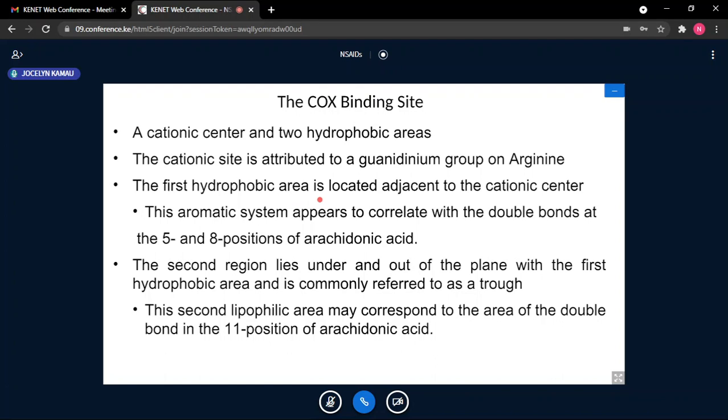The first hydrophobic area is located adjacent to the cationic center. This aromatic system appears to correlate to the double bonds at position 5 and 8 of arachidonic acid. The second region lies under and out of plane. That is very important: the first hydrophobic area and the second hydrophobic area are not on the same plane. And we will discuss this as we look at the drugs.